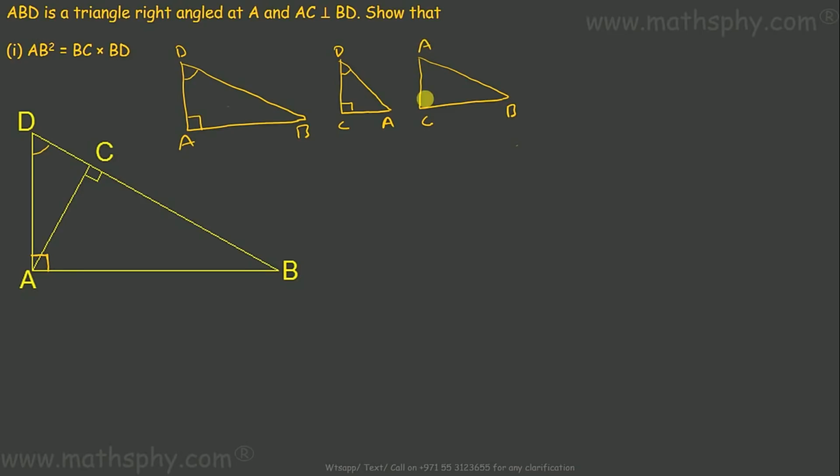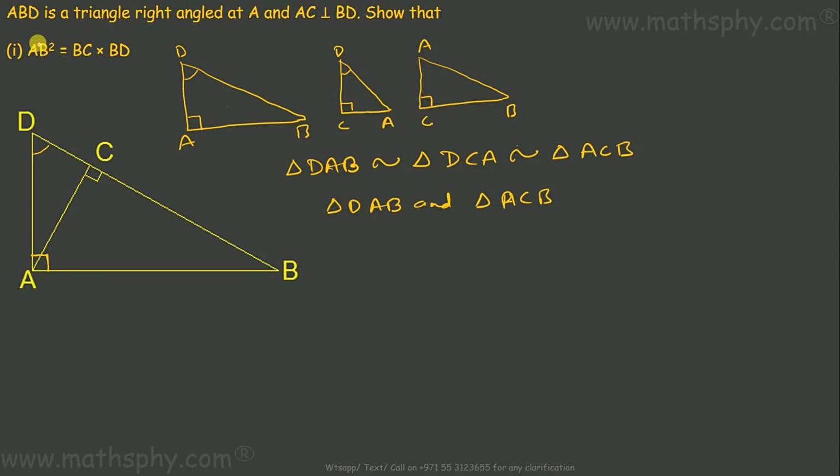So I have DAB, DCA, ACB. I'll write here triangle DAB would be similar to triangle DCA would be similar to triangle ACB. DAB, DCA, ACB, all are similar. Let's take triangle DAB and triangle ACB.